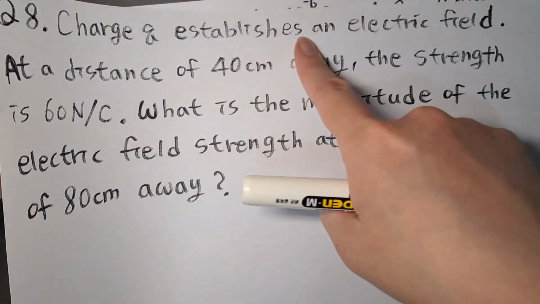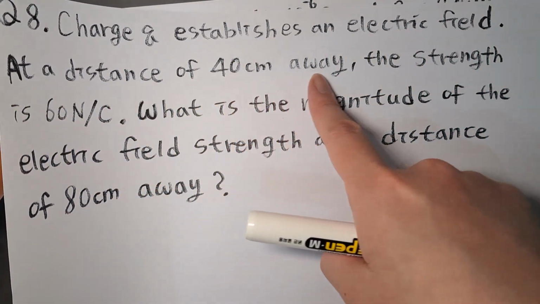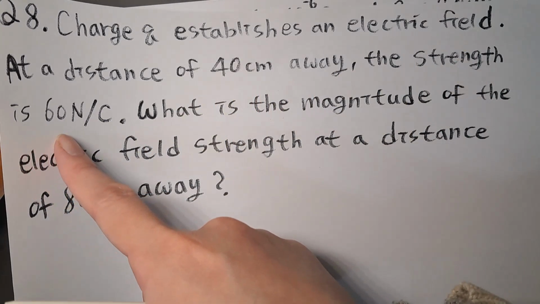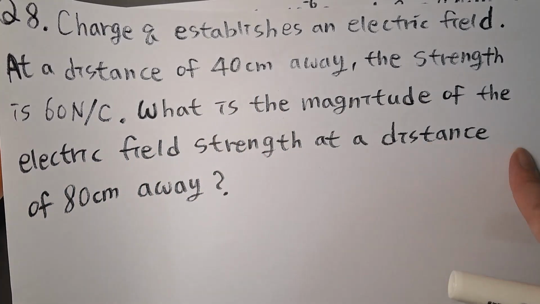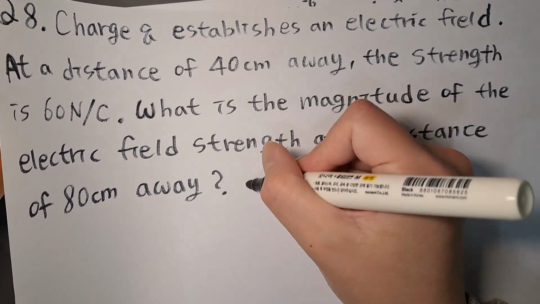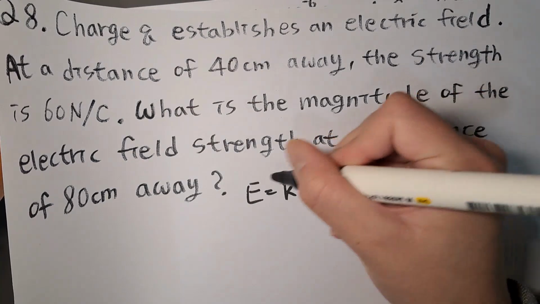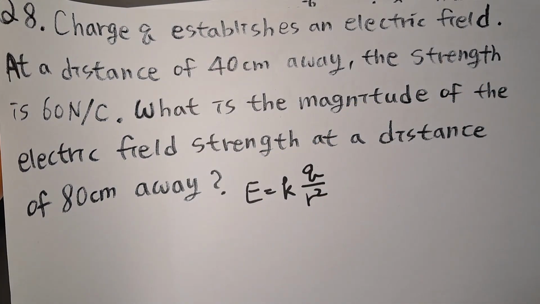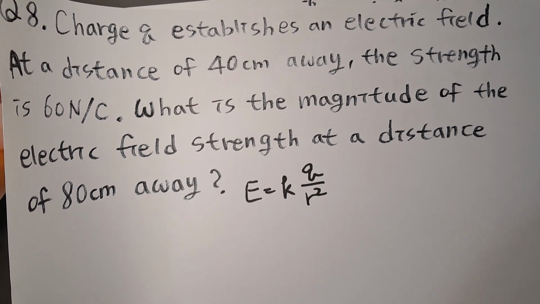Charge Q establishes an electric field. At a distance of 40 centimeters away, the strength is 60 Newton per coulomb. What's the magnitude of the electric field strength at a distance of 80 centimeters away? So we are going to apply this equation. We can find the electric field strength by using this equation. If the distance is doubled, then the electric field strength is going to be 1 over 4.